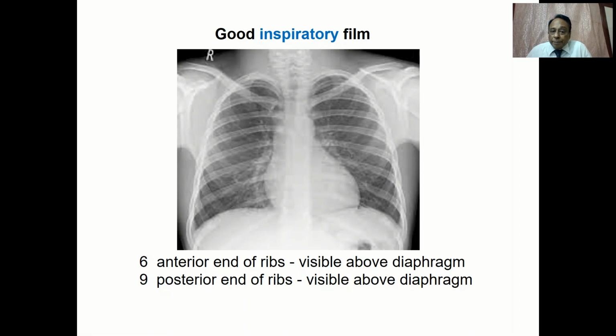Some people say counting the posterior ends is also possible. I think it's always better to count the anterior ends. Say this is the first rib, second rib, third rib, fourth rib, fifth rib. Actually, if you count the posterior ends, it goes like this: first posterior end, 1, 2, then 3. So it is very difficult. You better go with the anterior ends.